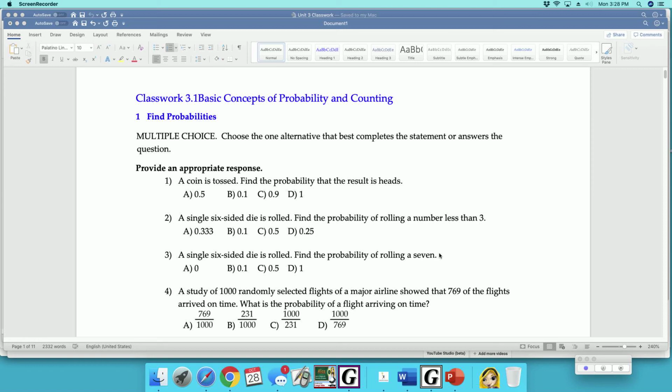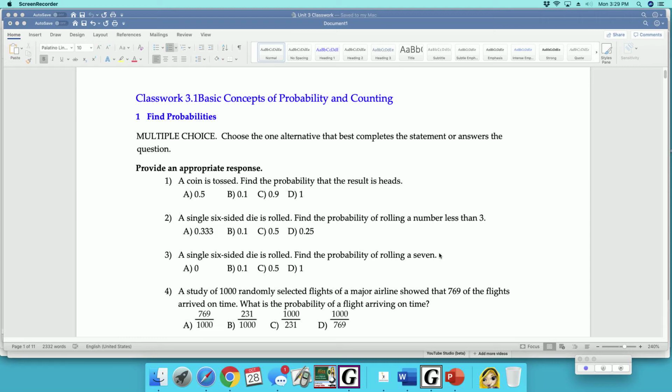Okay, so classwork 3.1. What I like to do is go through this and pick one problem from each section and just talk you through how to do it. That way, when it's your turn to do the classwork, you can use this video to help you do it. All right, so we'll do the first one in each section.